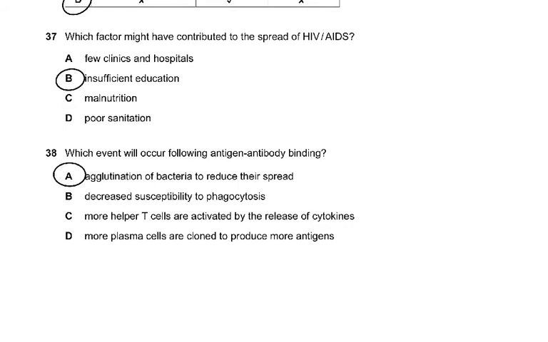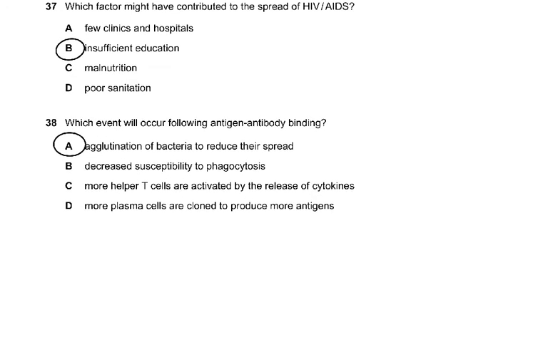Which event will occur following antigen antibody binding? Agglutination of the bacteria to reduce their spread, decrease susceptibility to phagocytosis, more helper T cells are activated, more plasma cells are cloned to produce more antigens. That's all wrong. Plasma cells do not produce antigens. Plasma B cells produce antibodies.